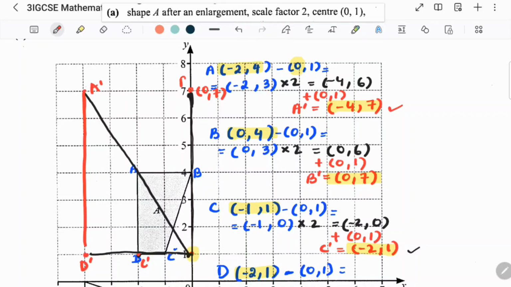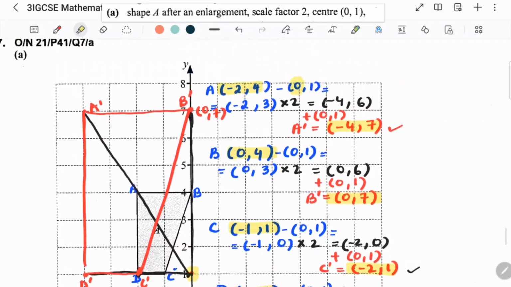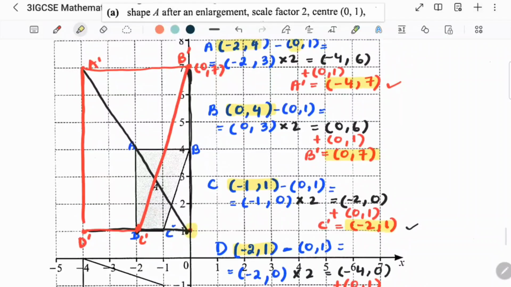A to B, A prime to B prime, and to C prime. C prime is here, and your D prime. Okay, so this is your image. I can show you without the lines as well. You can erase them if you want. Okay, this is your image. You have just made the size double of the original one.